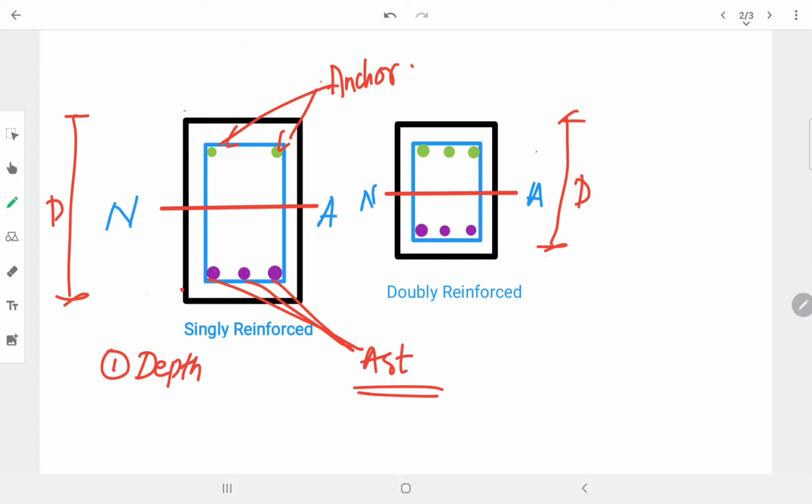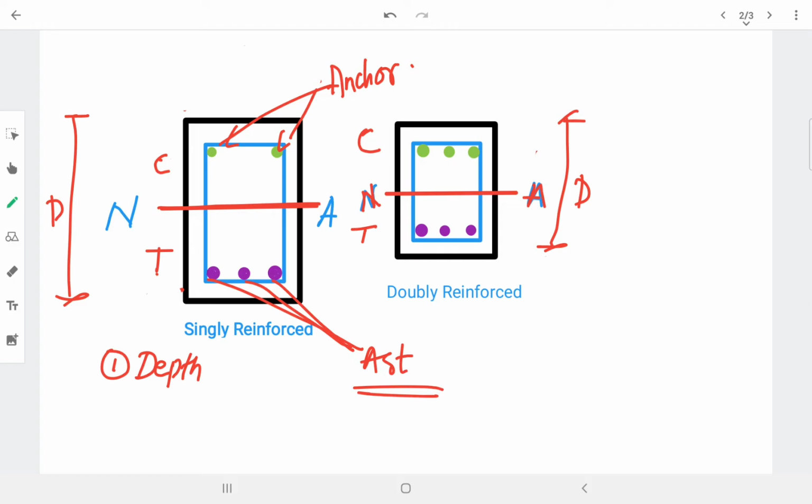Before that we must know, if it is a simply supported beam, above the neutral axis compression is there, below the neutral axis tension is there. So especially in the doubly reinforced beam also, you will be getting top fibers under compression and bottom fibers under tension. So this will be the scenario.